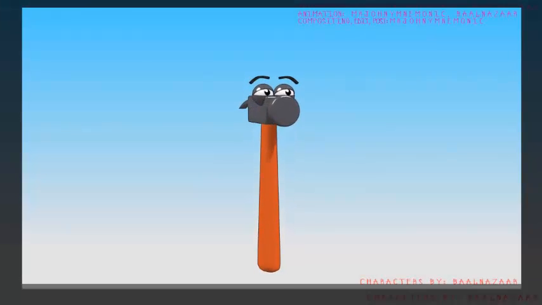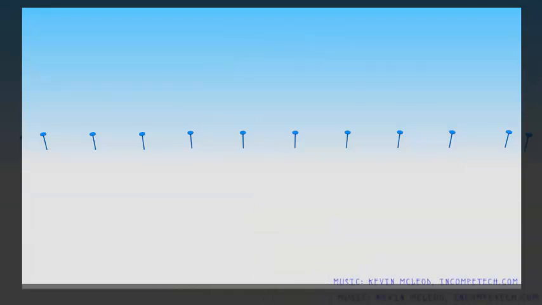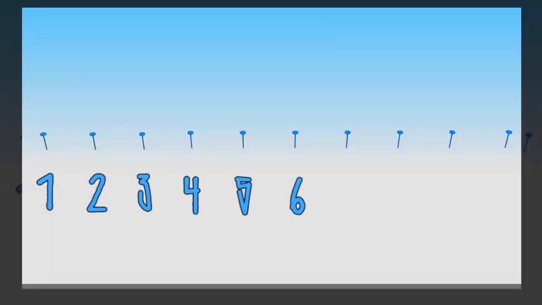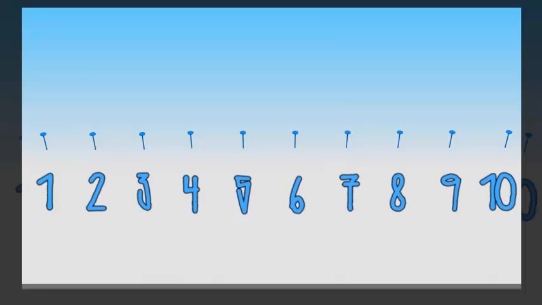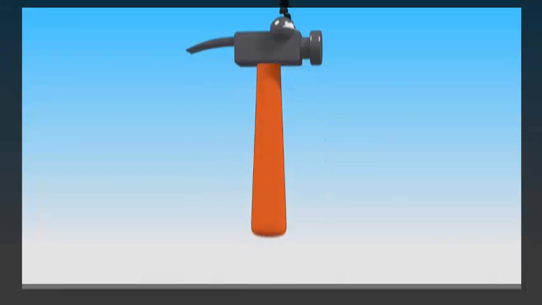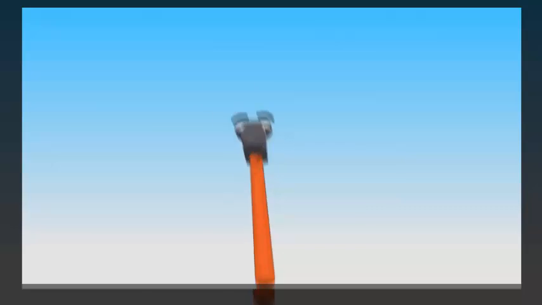This is Bobby the Hammer, and he's counting nails. 1, 2, 3, 4, 5, 6, 7, 8, 9, 10 nails. Let's see what Bobby can do.